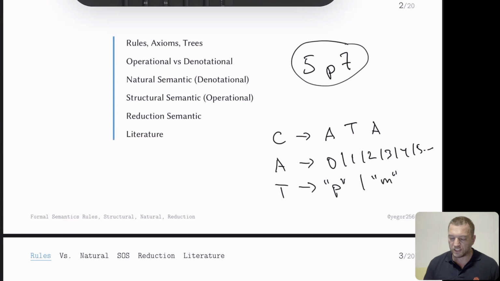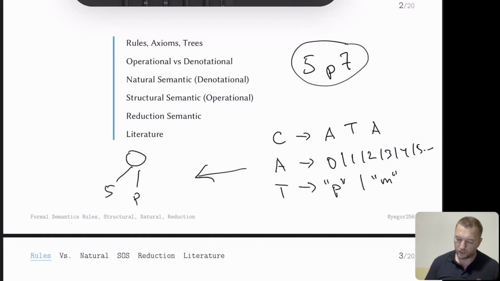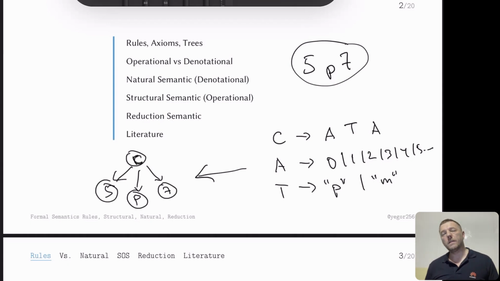It's just a syntactically correct program. But what do you do with that? I mean, what does it mean? 5P7. The syntax is right. The concrete syntax tree can be built. So we can say, okay, this is the command. The argument is 5. The T is P. Here is P. There is 5. Everything's cool. But what does it mean?